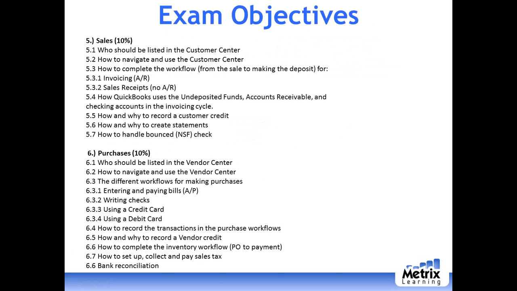Item number 6 is purchases. So this is 10% of the questions asked. You'll want to know who should be listed in the vendor center. So again, a vendor is anyone you pay. So this can mean subcontractors, utility company, your landlord, tax agencies, suppliers, and so on.